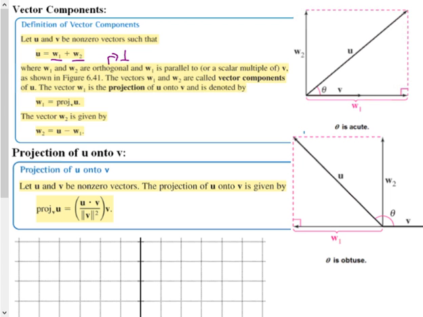So again, we've got u broken down, equals w1 plus w2, where they're orthogonal, and w1 is parallel to v. Again, these are other vectors, or scalar multiples of these, right? As shown in figure 6.4.1. I think those are the figures attached here. The vectors w1 and w2 are called vector components. It's basically what u is made of. And the vector w1 is the projection of u onto v, denoted right here.